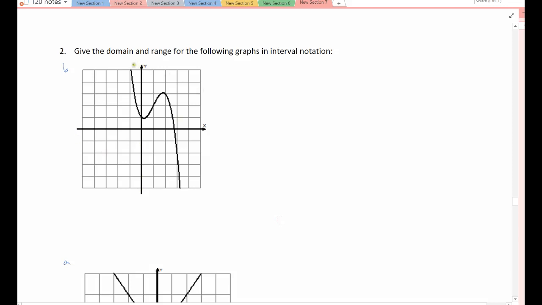Alright, so this is my x-axis, this is my y-axis. And looking at this, it is actually a cubic, in case you should know the shape of this graph, so it'll be a cube function. Alright, what is my domain? And we want interval notation. And what is my range?